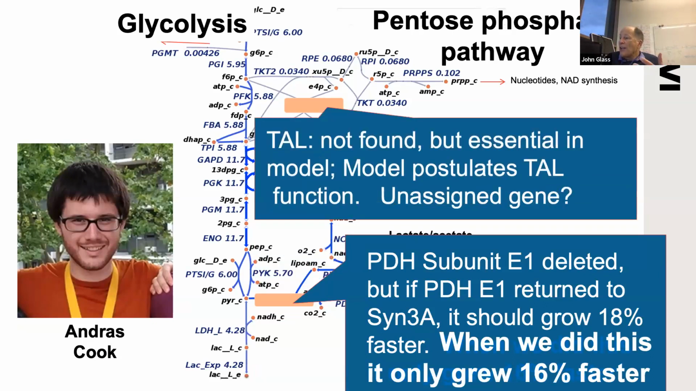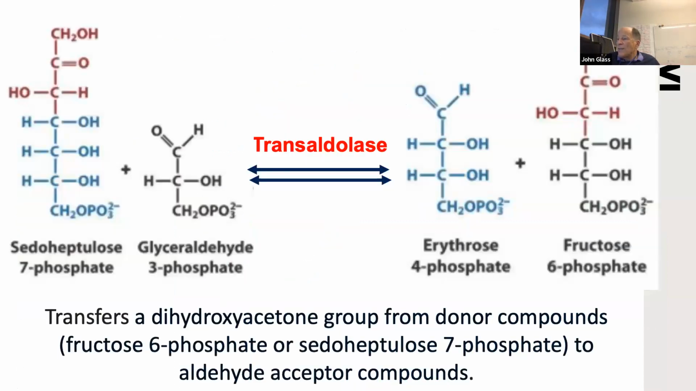Another thing that the computational model predicted is that although there's no gene in the genome that looks like the carbohydrate metabolism protein transaldolase, the model says that you have to have a transaldolase for the cell to divide in 2 hours. Without it, it would divide in 8 hours. And so Andras decided to figure out how we can do this. What we did, and this is what transaldolase does, it does this reaction.